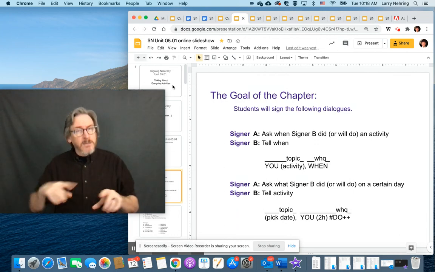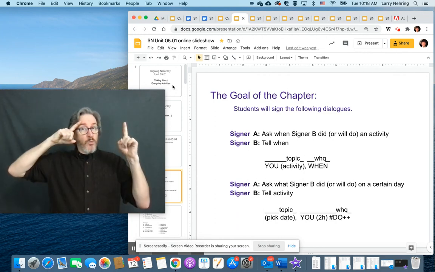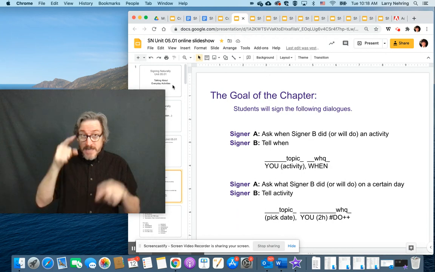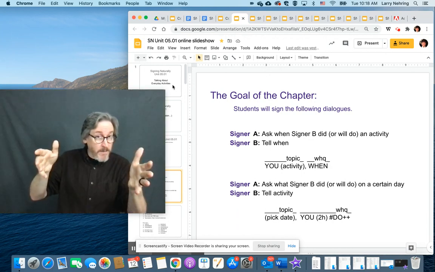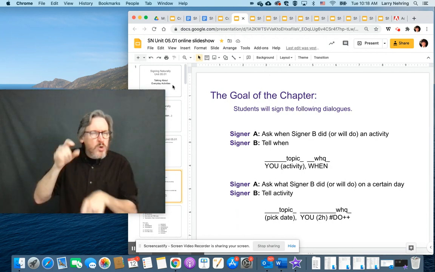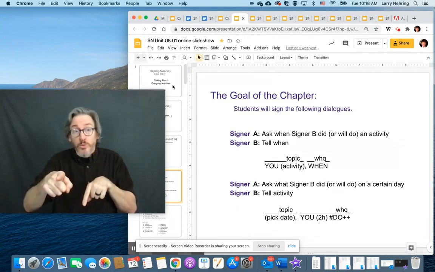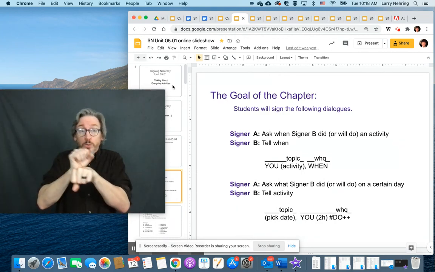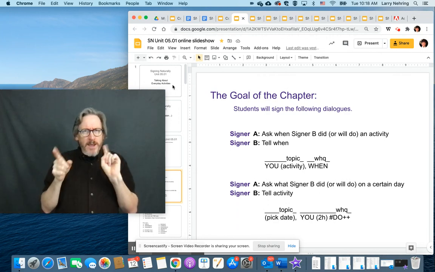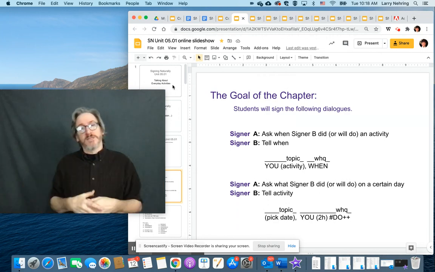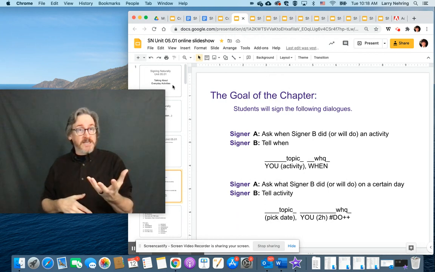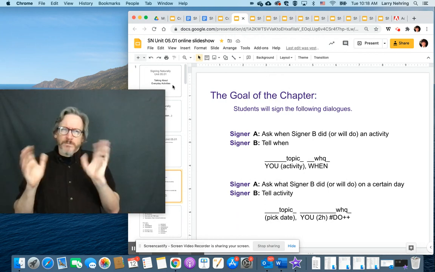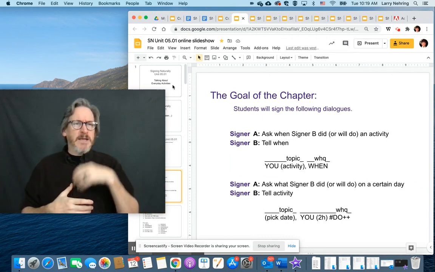You, activity, when. And remember, when it's a WH question, the eyebrows go down. So you, topic, remember, my eyebrows are going up. Here, I'm introducing a new topic. So it can go either way where work goes. Sometimes it's more clear that it's the topic. Sometimes the question is work when, right? So play with both of those. Either way it works.